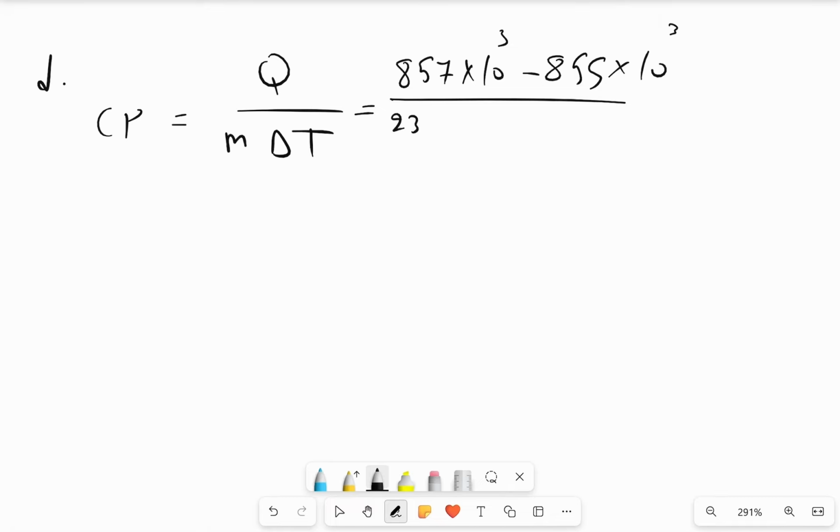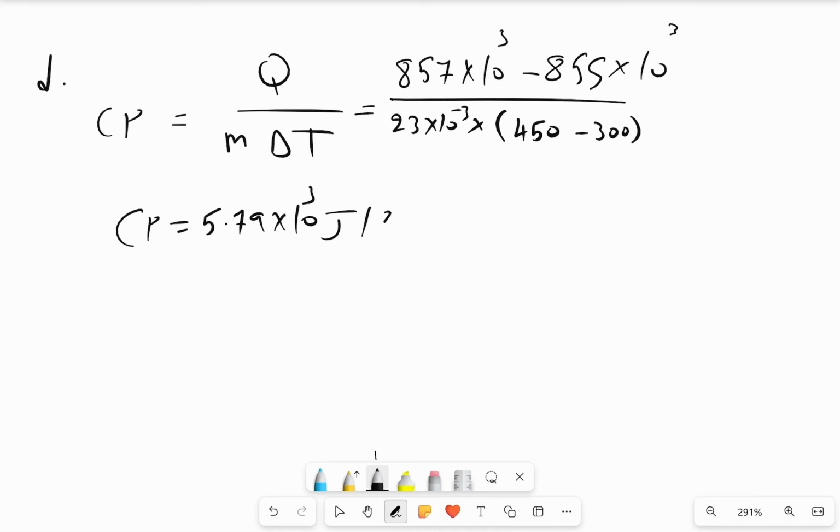So 23 times 10 to the power of minus 3 times delta T is going to be what? It is going to be 450, which is T final, minus 300. Okay. Now Cp will be 5.79 times 10 to the power of 3 joule per kilogram per Celsius.